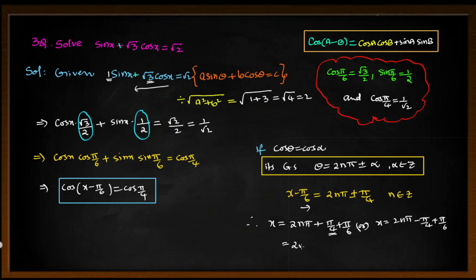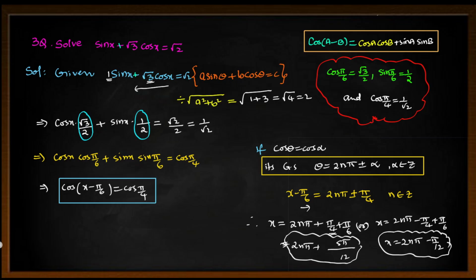So the final answer is 2n pi. The LCM of 5, 4 and 6 is 12. 4 3s are 12, 6 2s are 12, so 5 pi by 12, and this will become 2n pi. The LCM is 12, so minus 3 pi plus 2 pi is minus pi by 12. So these are the values of x.